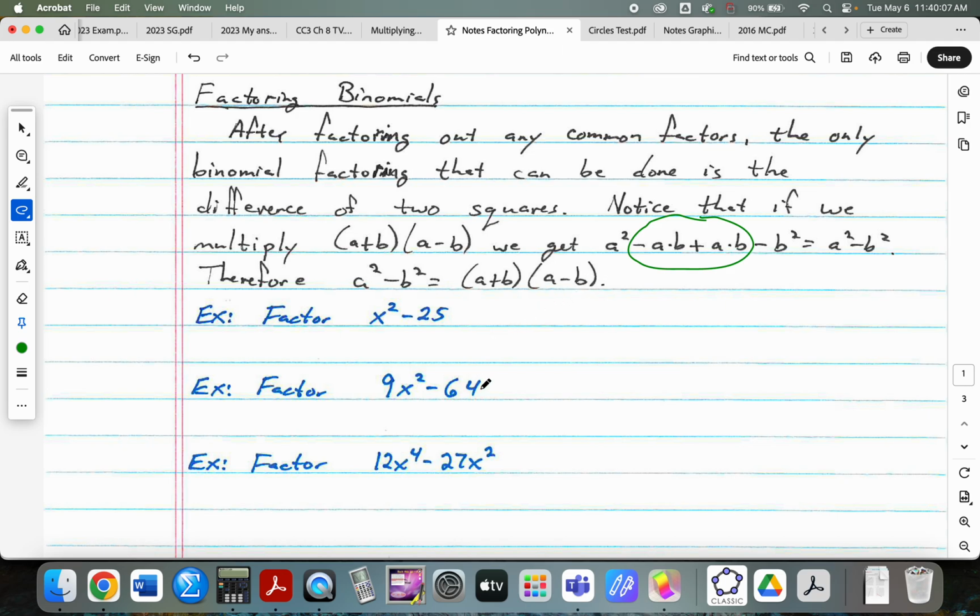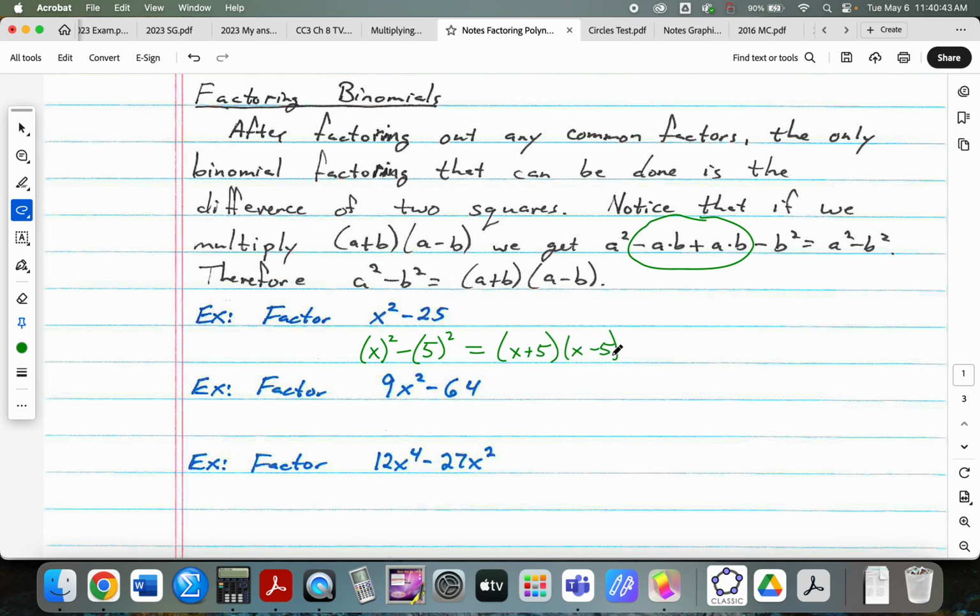And by the way, the order is not important. If you write a minus b times a plus b, it's the same thing. So like this, for x squared minus 25, you want to think of it as x raised to the second power minus 5 raised to the second power. I don't require that people write that out. A lot of you are already very quick at these and don't need to begin to do that. So then it's just x plus 5 times x minus 5.